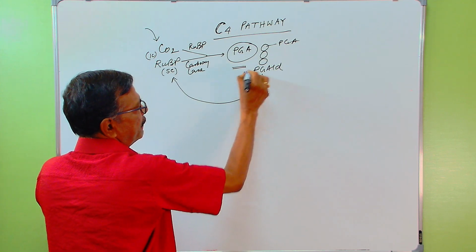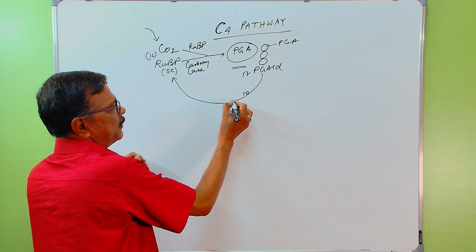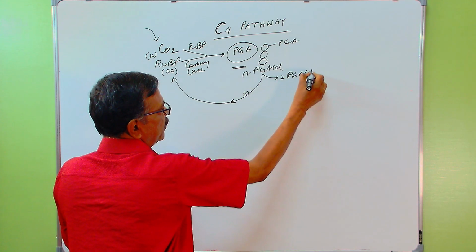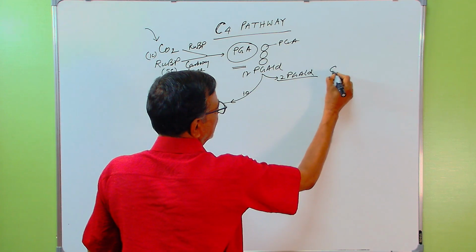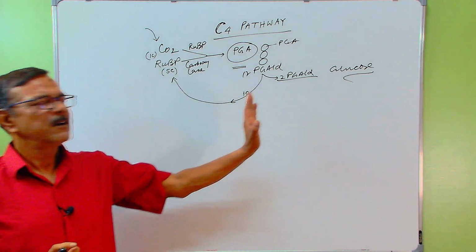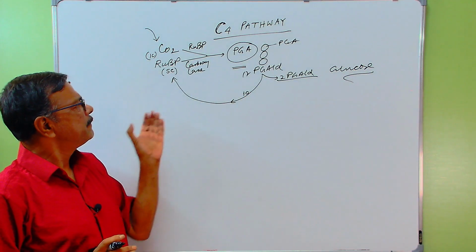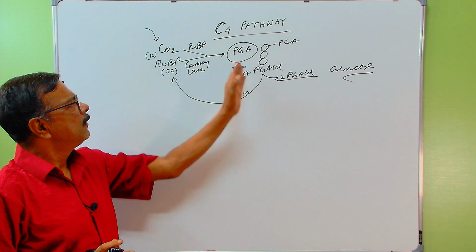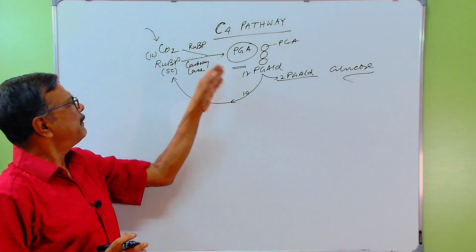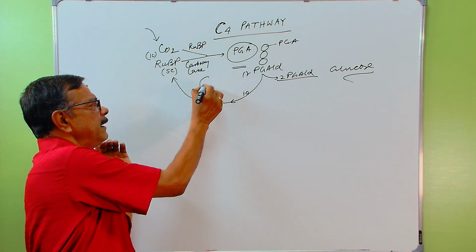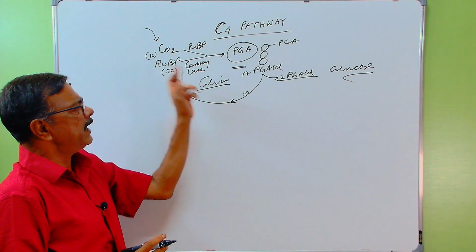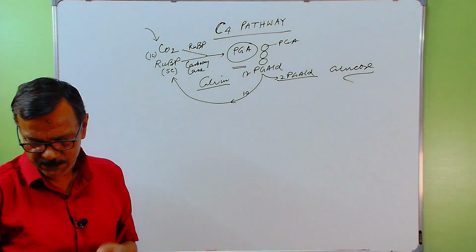Then out of 12 PGALD, 10 PGALD will go this way and 2 PGALD will join to form glucose. Now you see why there is a need to write this one. Here, everything is going on. This is known as the Calvin cycle. This we have seen, and it follows this way and that way, producing glucose.